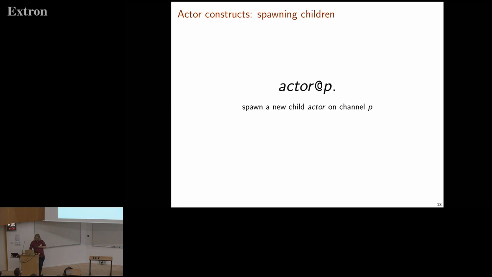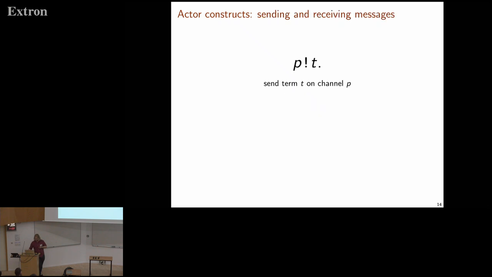And finally, we can spawn child actors. So we spawn a new actor. For example, if I want to synthesize something, I can spawn a synth actor, and I make up a name for a new channel, and I can use that channel to communicate with my children. So I can either send a term on this channel, or I can receive a term. And of course, these messages sending and receiving must conform to the protocol that we had, and we can check this statically so we don't forget about anything.